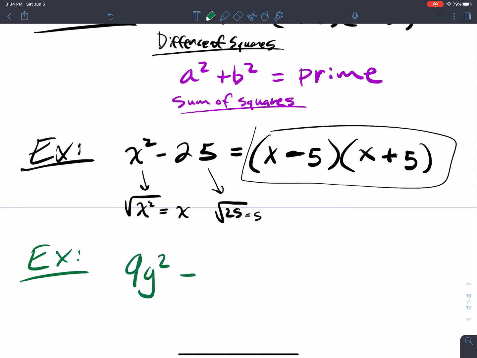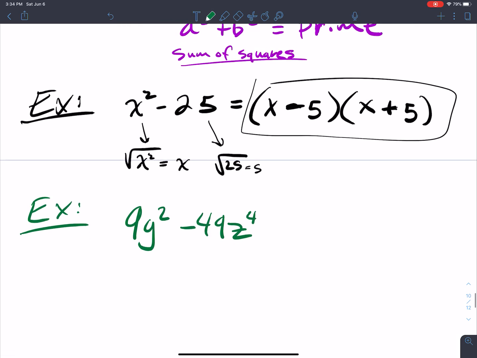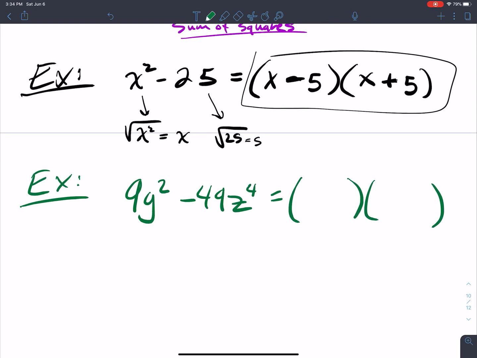9y squared minus 49z to the 4th. It's a difference of squares, so I know I'm going to be of this form here. I'm going to square root the first piece, 9y squared. Square root of 9 is 3. Square root of y squared, it takes 2 to get one out, so y. That's 3y. Now one's a plus, one's a minus. It doesn't matter if you put the minus or the plus first.